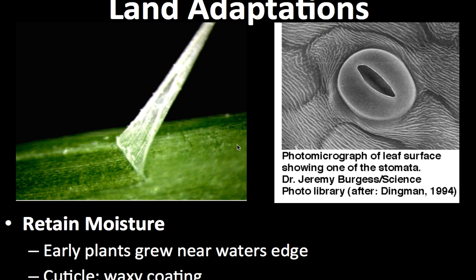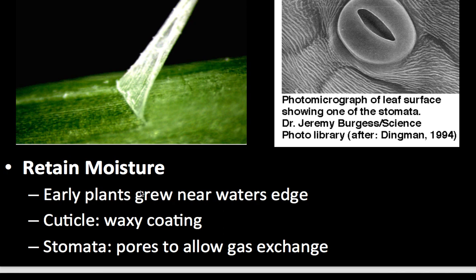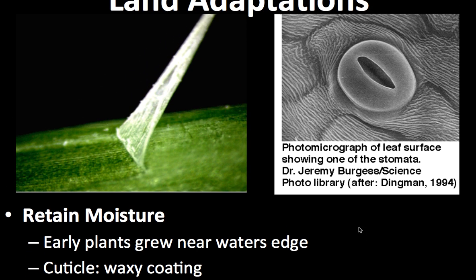Land adaptations. First is to retain moisture. The plants grew near the water's edge and they developed cuticle, which is a waxy coating, which you can see in this picture. Next, they developed stomata. They are the pores that allow gaseous exchange. This photomicrograph of a leaf surface is showing one of the stomata.